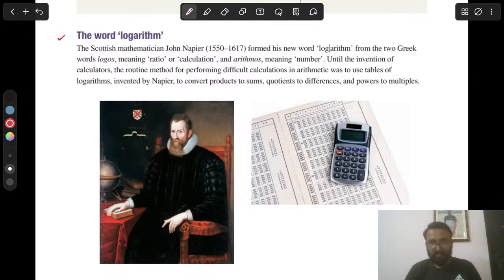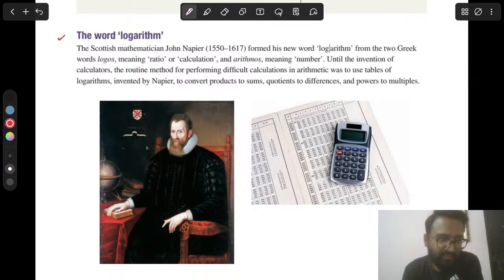Okay, so that is calculation. And so what are these words? Two Greek words: one is logos, and one is arithmos. Arithmos and logos, so logarithmos. Arithmetic. What is meant by arithmos? Arithmos means number. He said that logos means ratio or calculation, and arithmos means number.